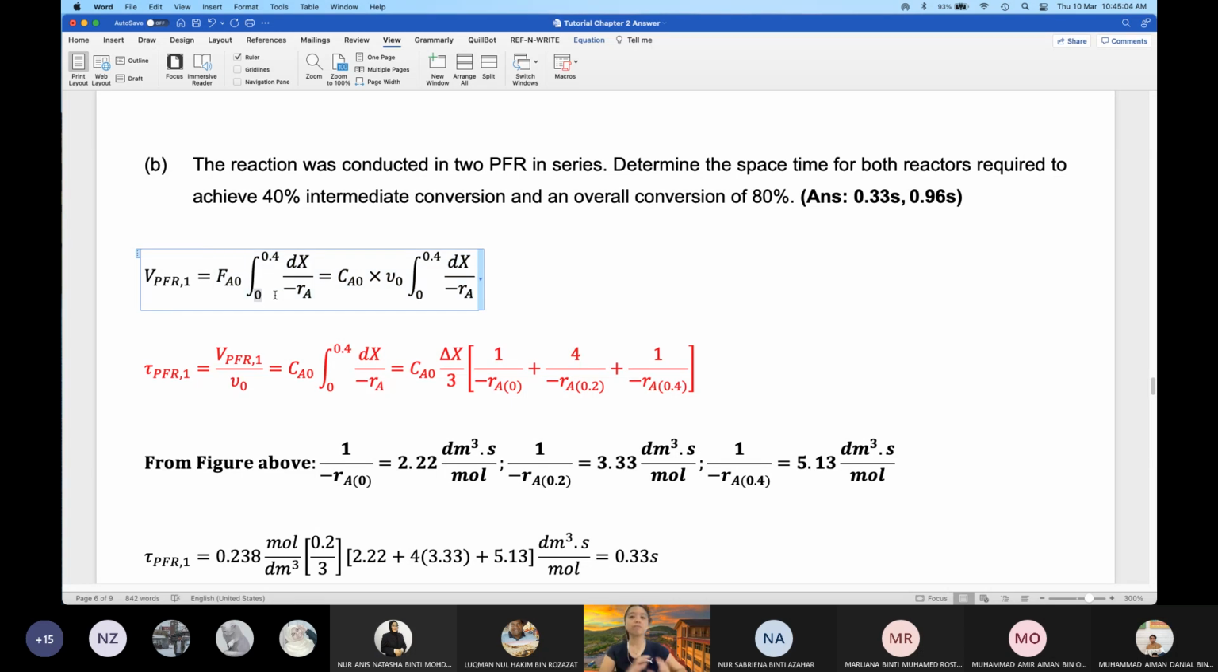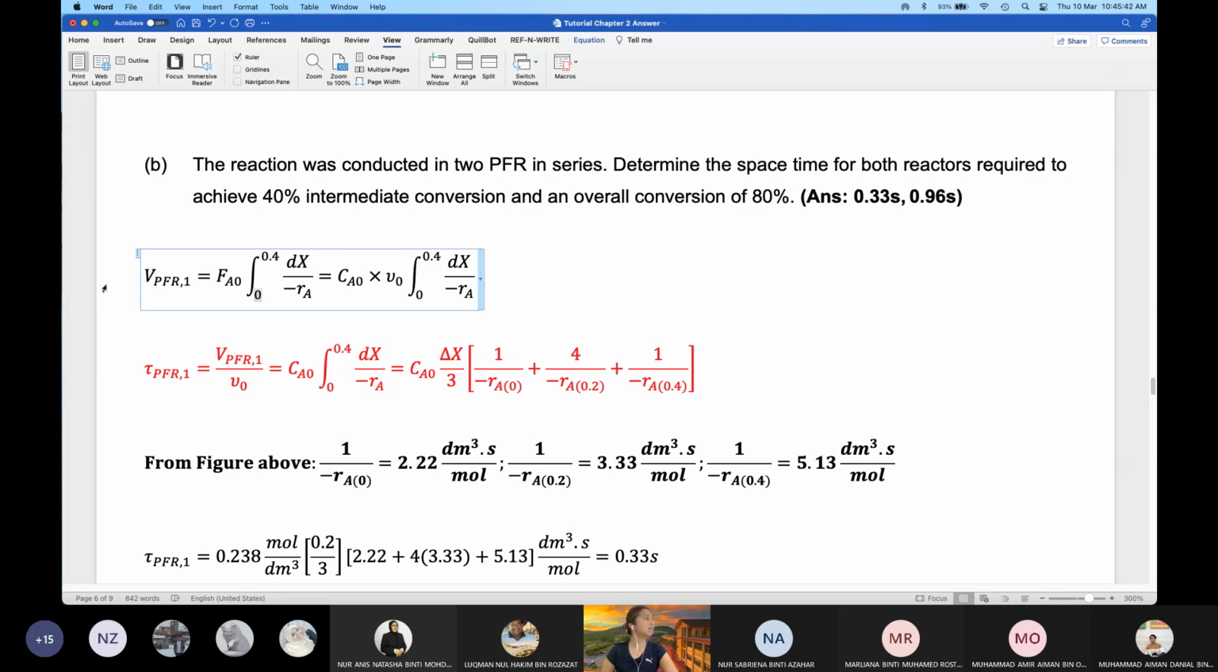However, kalau kamu ingat, space time semalam saya ajar kamu, space time tau equals to volume reactor over initial volumetric flow rate, V0. V per V0. V besar tu volume, V0 tu volumetric flow rate. Baru kita dapat tau. So kalau kamu perasan, kalau kita nak cari tau, means dalam equation saya dah kena ada volume dan volumetric flow rate. Selagi tak ada volume, tak ada initial volumetric flow rate, tak mungkin saya akan tahu tau.